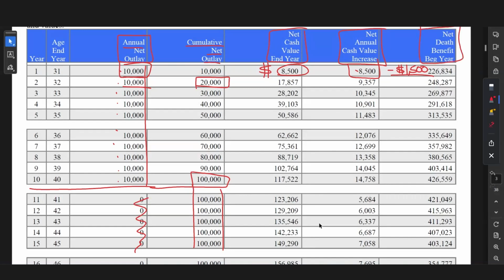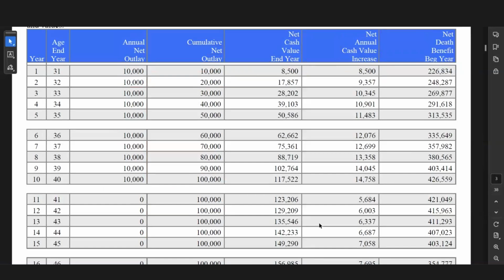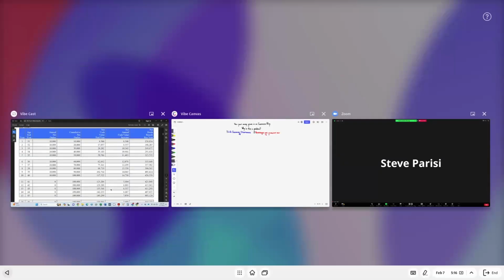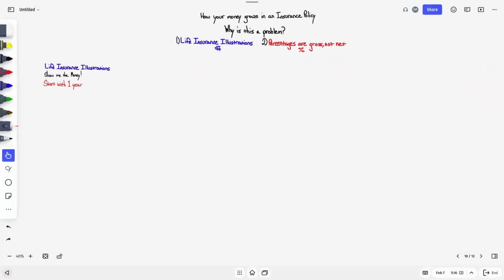And then the far right is the net death benefit that's paid out when I die. Death benefit proceeds are always paid out 100% income tax-free to my beneficiaries. Okay, so we're going to reference this illustration several times throughout this video. Let's break down illustrations and just how the cash value grows.